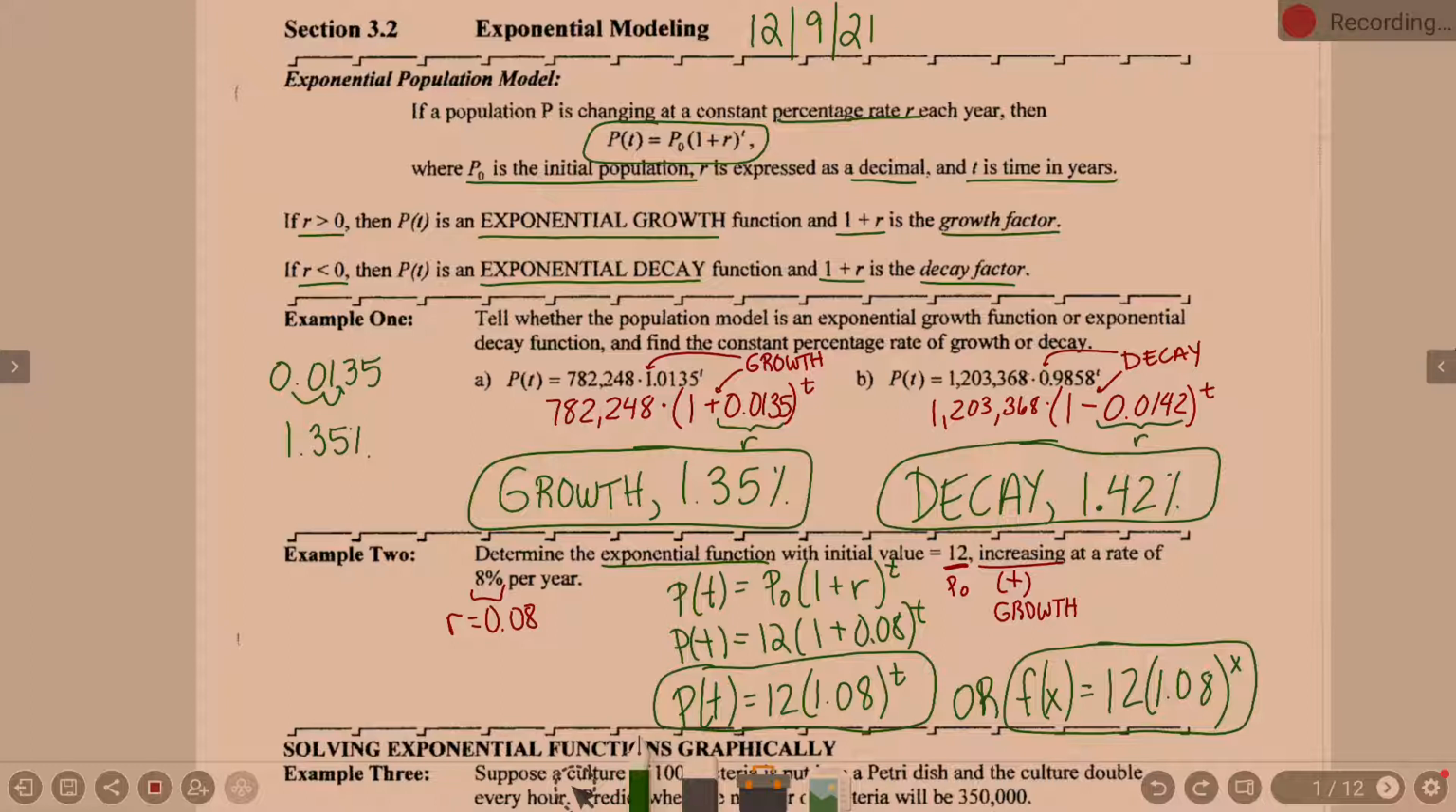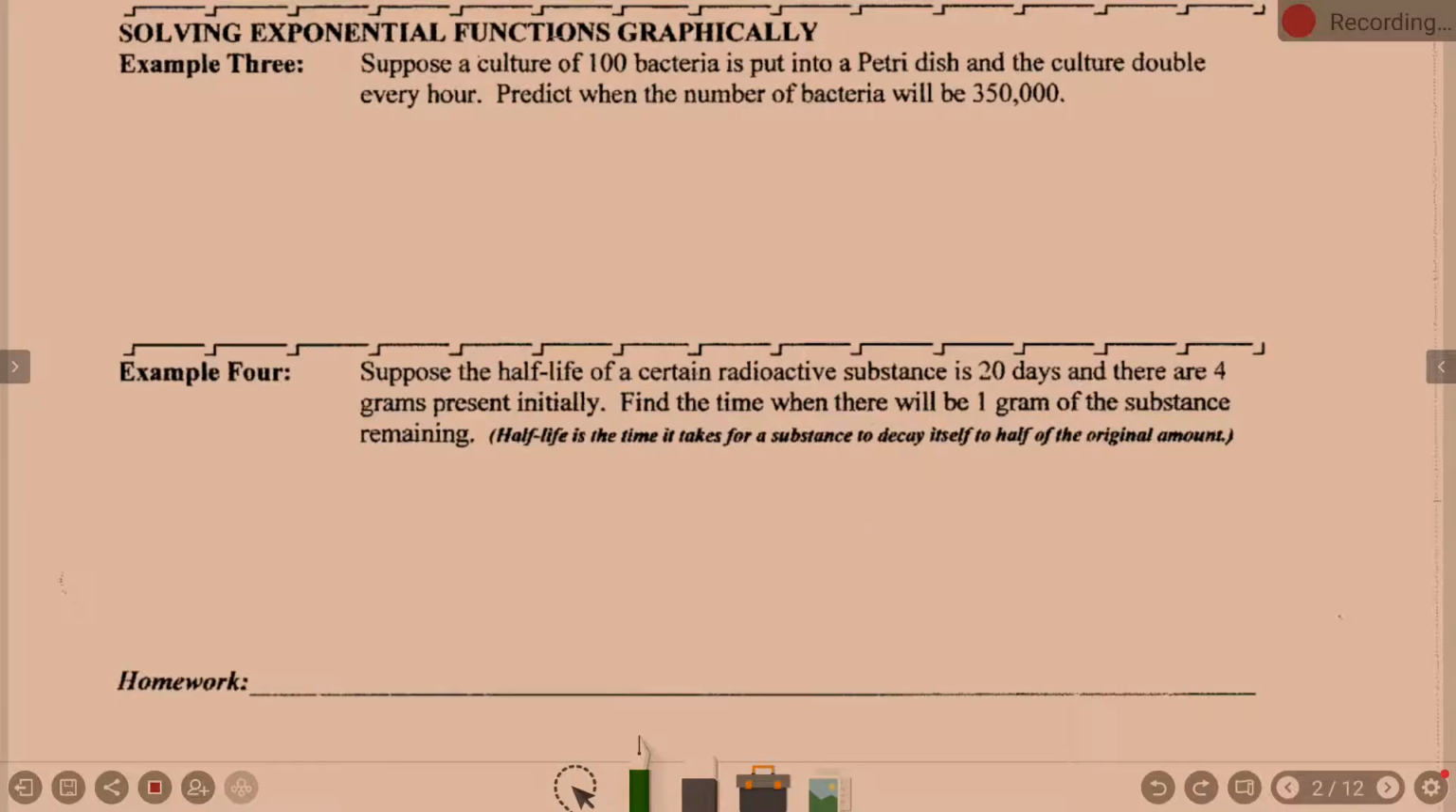Okay. You'll notice the next section says solving exponential functions graphically. But in order to solve something graphically, what do you have to have? You're going to have an equation to graph, right? So that's where we're going to start here, because I'm going to help you develop an equation.